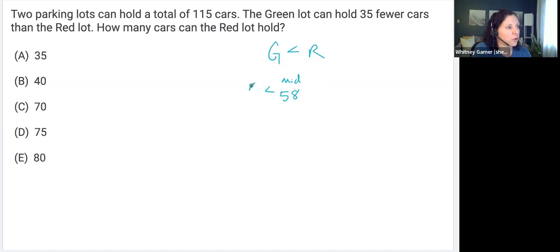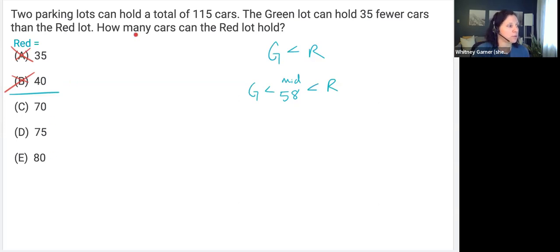So the number of green cars has to be less than that, and the number of red cars has to be greater than that. Well, looky there, I have a nice split. I want red. That's what all of these are asking for, the number of red cars. And so it can't be A or B. Those two are totally out.